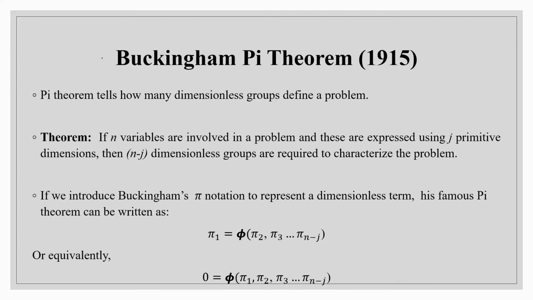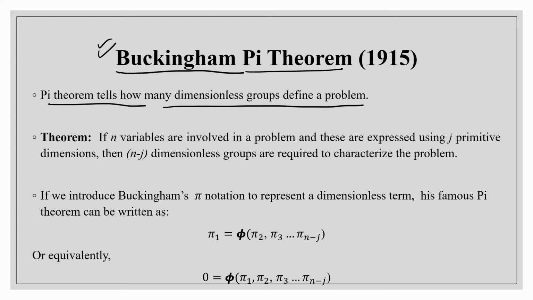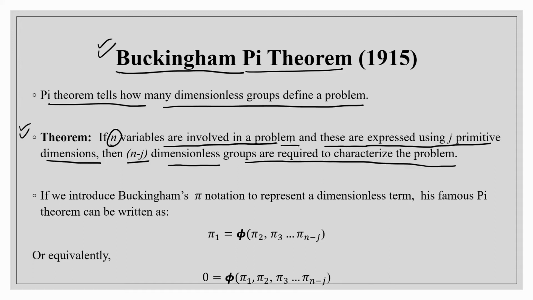So let us see what the Buckingham Pi theorem is. This Pi theorem tells how many dimensionless groups define a problem. Let us see the theorem statement. It says that if n variables are involved in the problem and these are expressed using j primitive dimensions, then n minus j dimensionless groups are required to characterize the problem. Now what does this mean?